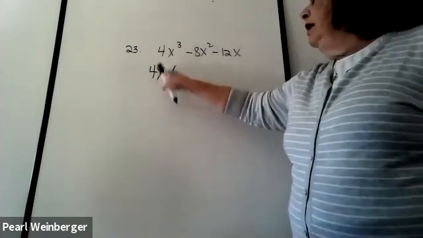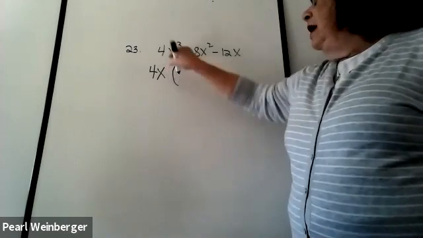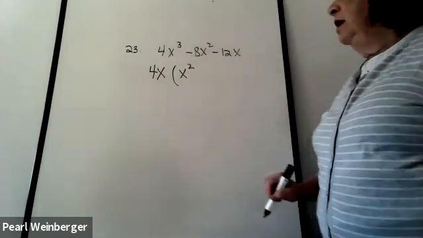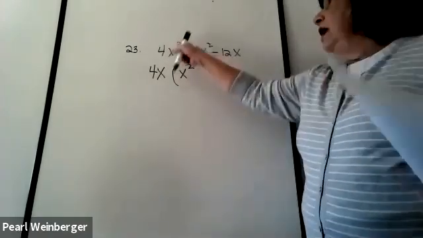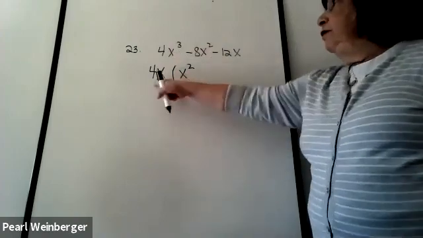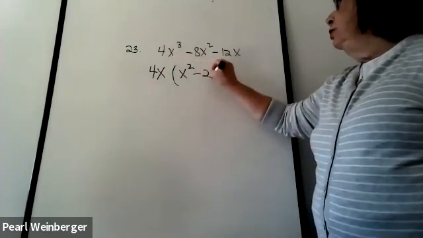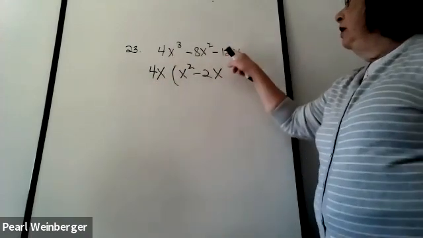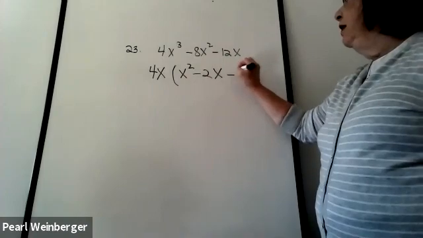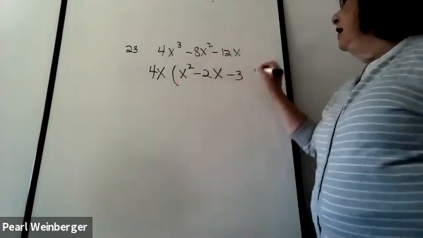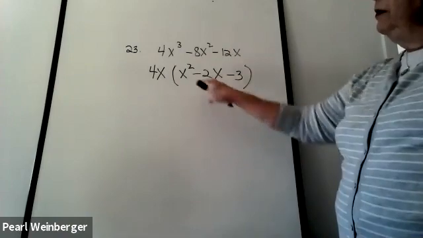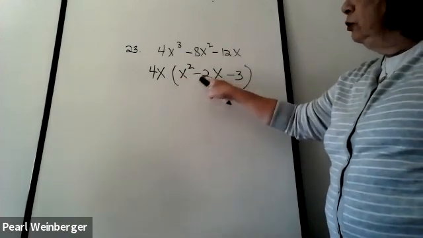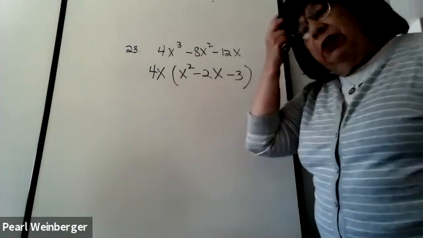When I put 4x into 4x cubed, when I divide it, I get plain x squared because the 4's cancel out and the 3 minus 1 exponent gives me 2. Then 4 into negative 8 is negative 2, and x into x squared is x. And finally, 4 into negative 12 is negative 3, and the x's cancel out so that I'm left with a trinomial, x squared minus 2x minus 3, and I'm going to try and factor that.